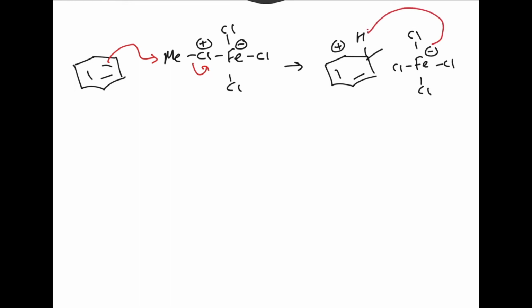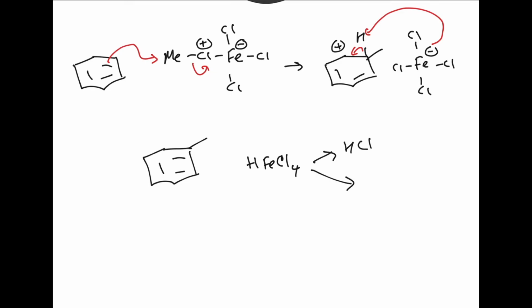Use our iron complex as a base. We get toluene, and we get FeCl4. So the mechanism's a little different. We don't go through a cation, but the end result is we end up with a carbon on our chain. So far, so good?